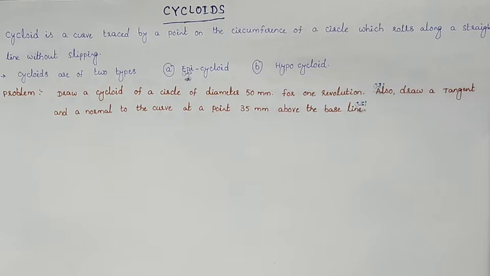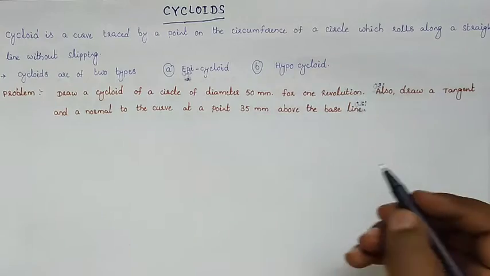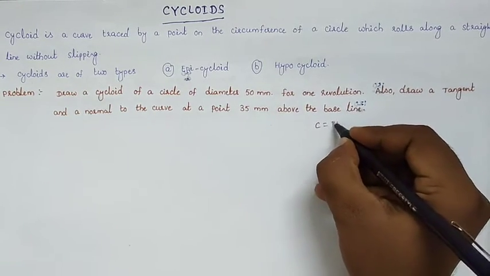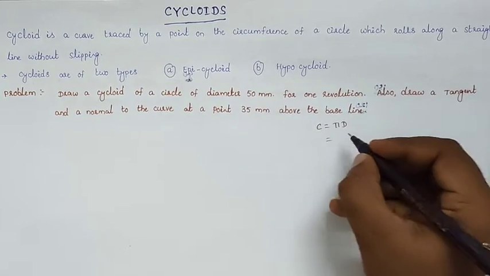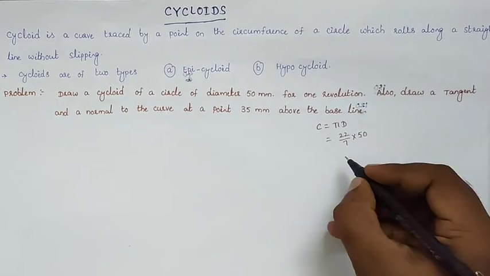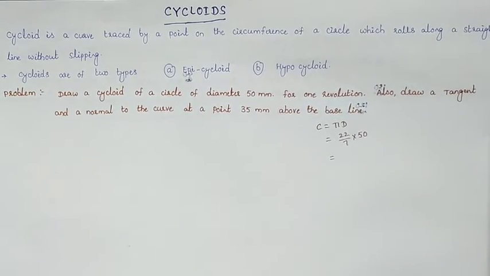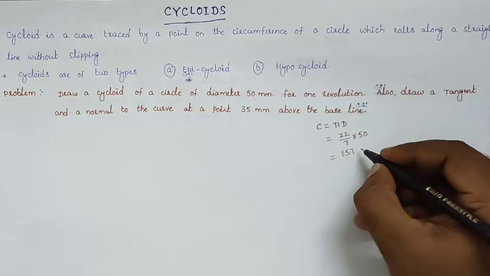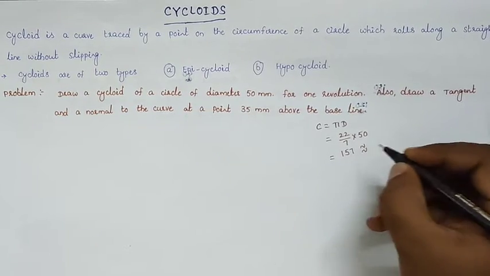They are asking us to draw the cycloid. For drawing the cycloid, they are giving the circle. First of all, we will find the circumference of the circle. We know that the circumference is C equals pi d, which is 22 by 7 into 50. How much do we get? 157 point something, so approximately 157 mm.